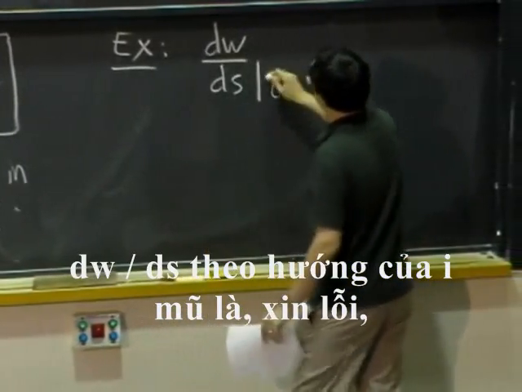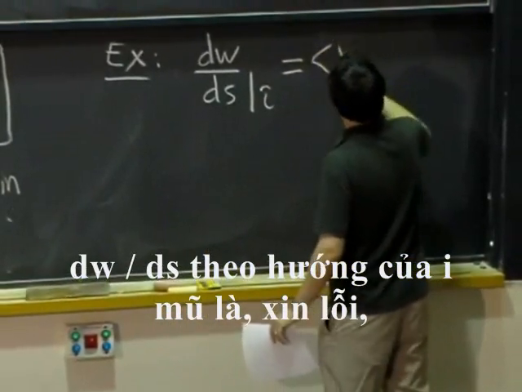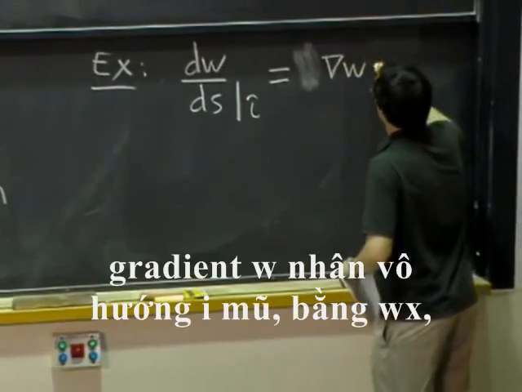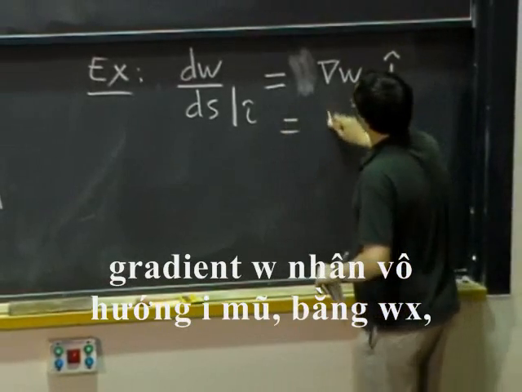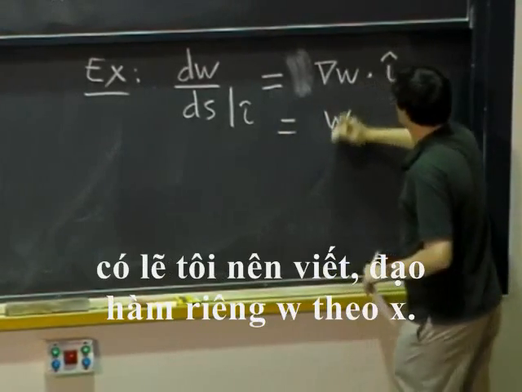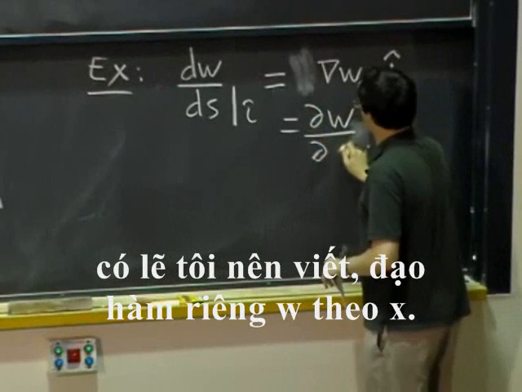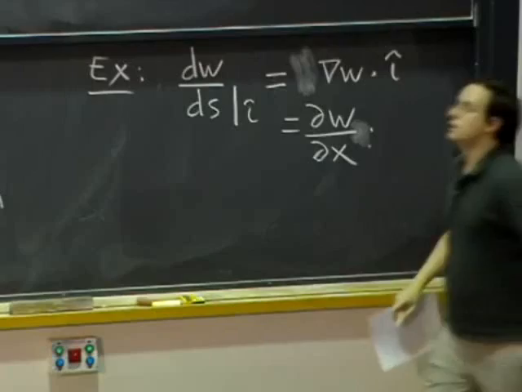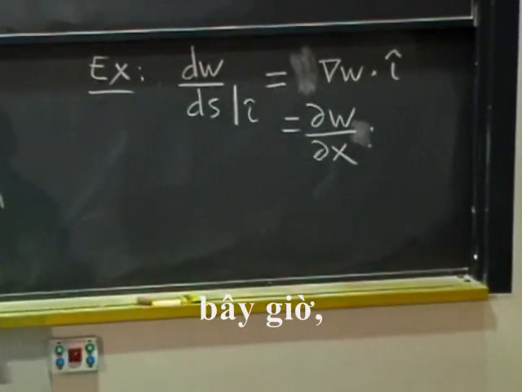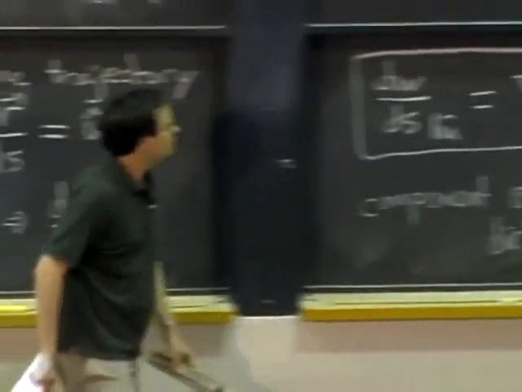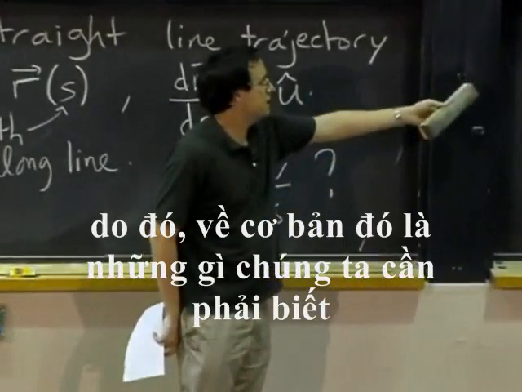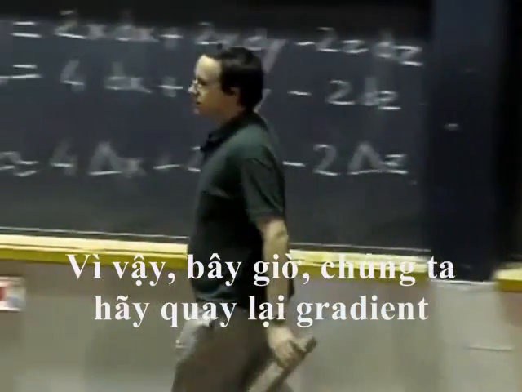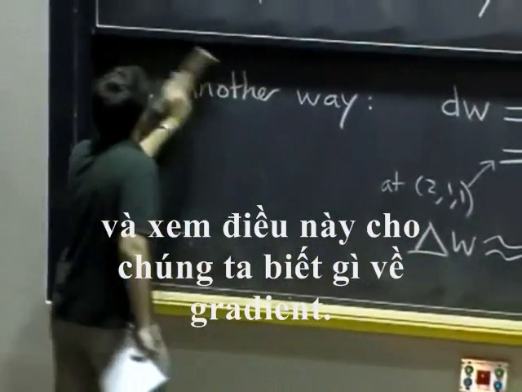dw/ds in the direction of i hat is, sorry, what am I doing? Gradient w dot i hat, which is w sub x. Or maybe I should write partial w over partial x. Okay. Now, so that's basically what we need to know to compute these guys. So now let's go back to the gradient and see what this tells us about the gradient.